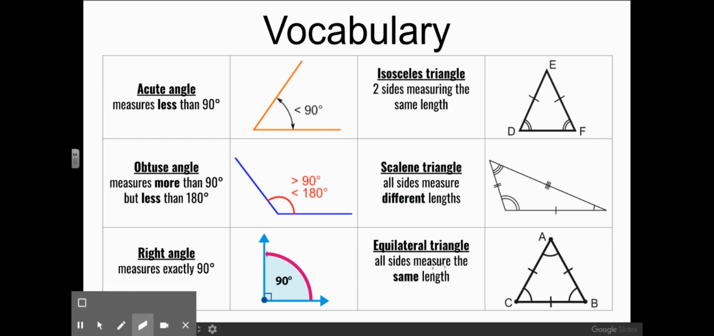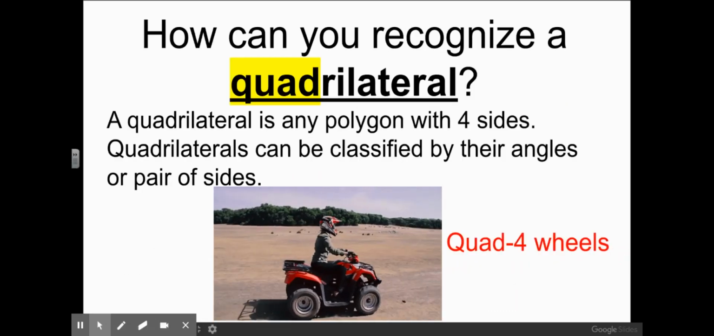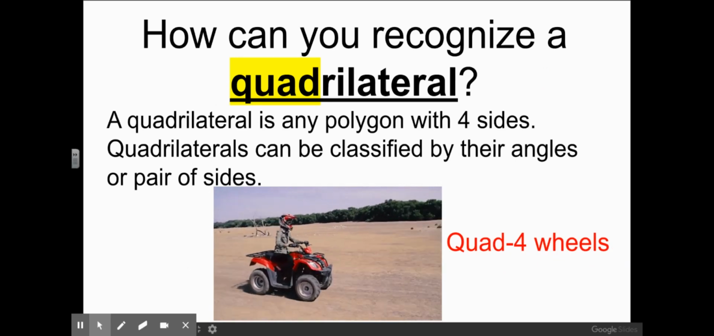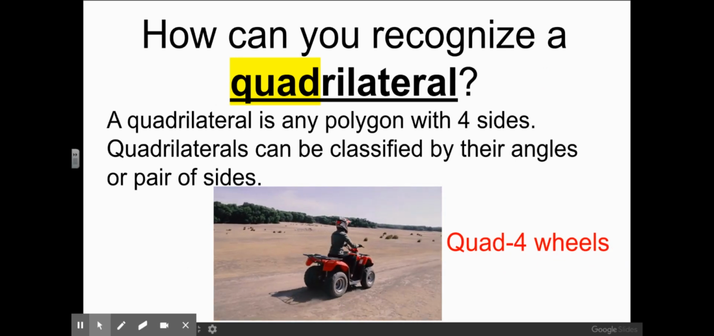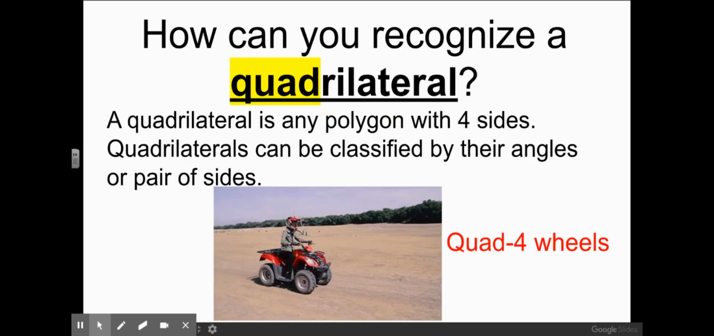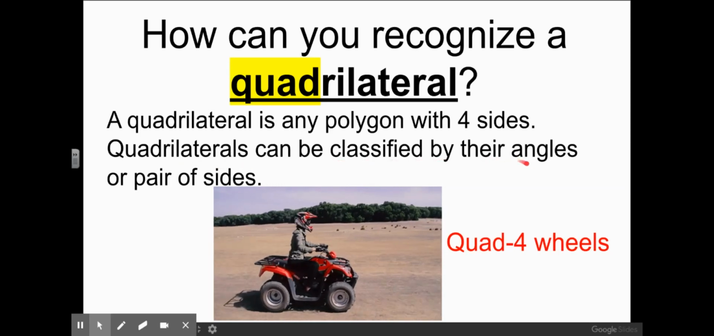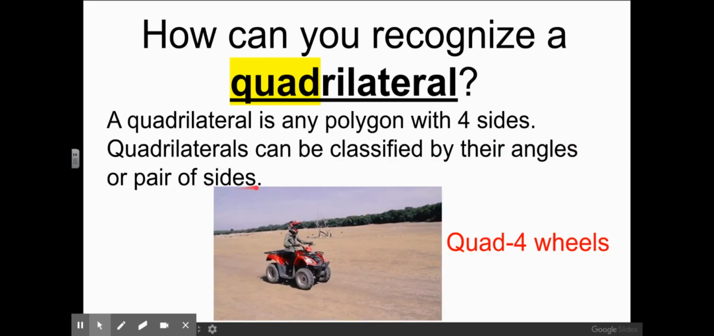And finally, we have equilateral triangle, and that just means all sides measure the same length. Also, the angles are the same as well. Now, how can you recognize a quadrilateral? Well, a quadrilateral is any polygon, and we'll talk about polygons in a minute, any polygon with four sides. Quadrilaterals can be classified by their angles or pair of sides.